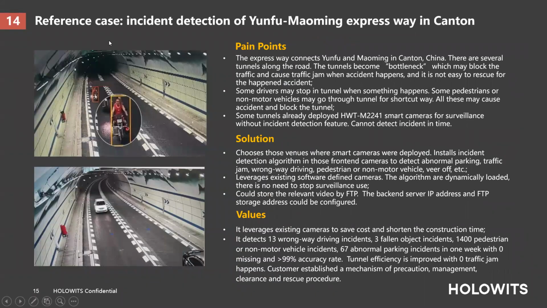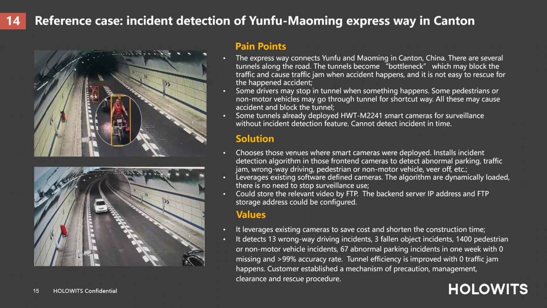And this is the second reference case, the incident detection of the expressway in Canton. The background of this case is that the expressway connects two cities. There are several tunnels around the road, and the tunnels become a bottleneck, which may block the traffic and cause traffic jams when an accident happens. It is not easy to rescue when an accident happens.